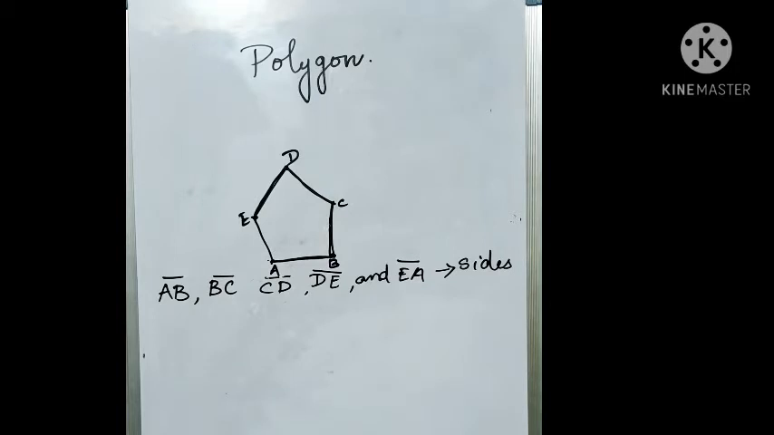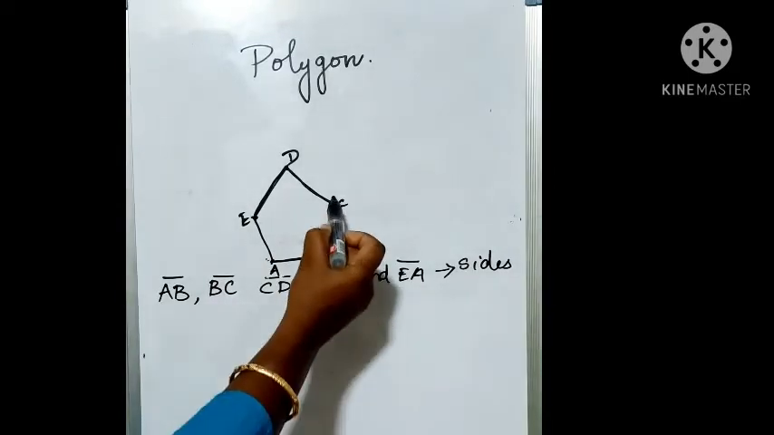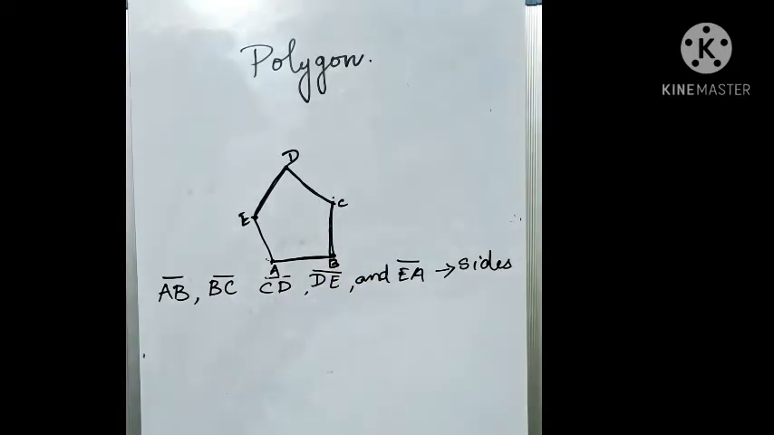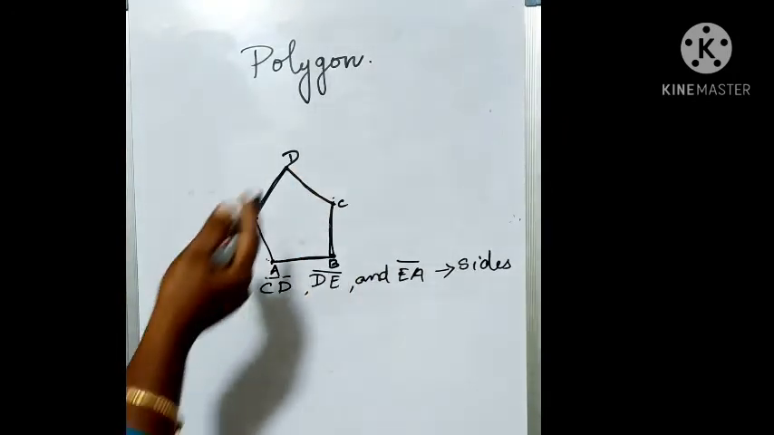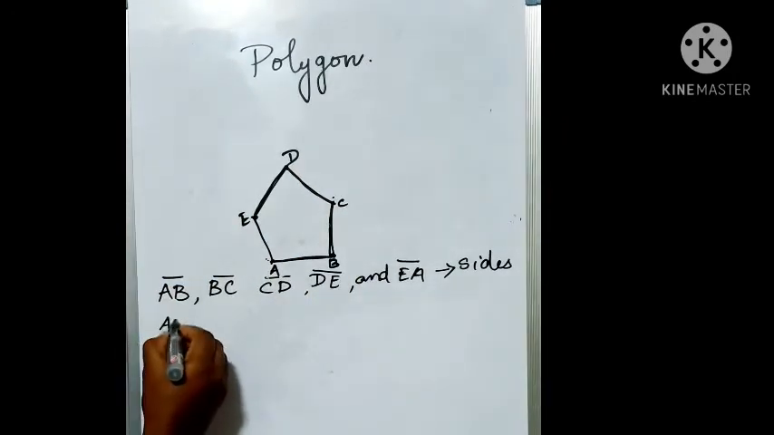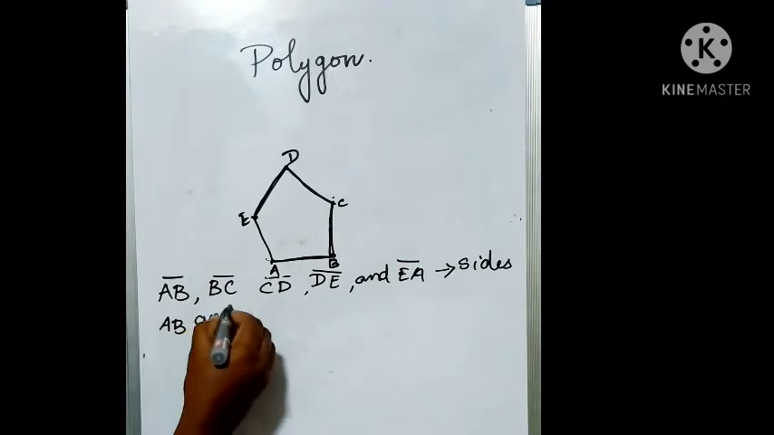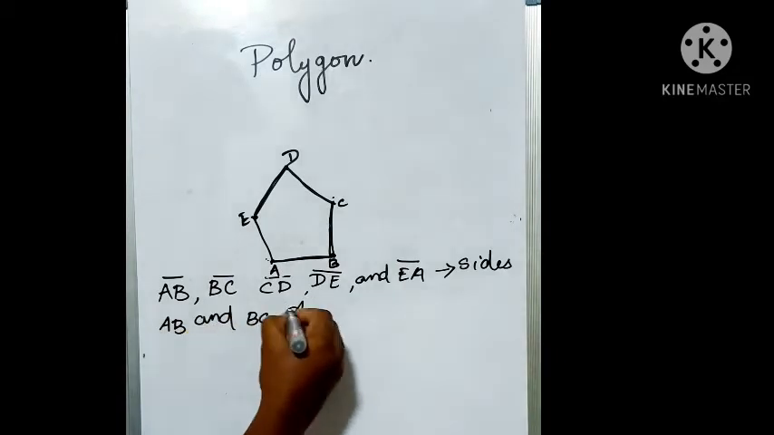Next, another point: any two sides with a common endpoint are called adjacent sides of the polygon. You want to know what adjacent means? See here, AB and BC. AB and BC are adjacent sides. The very next to that is called adjacent. So AB and BC are adjacent sides.